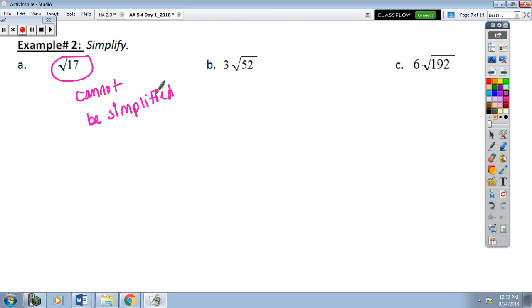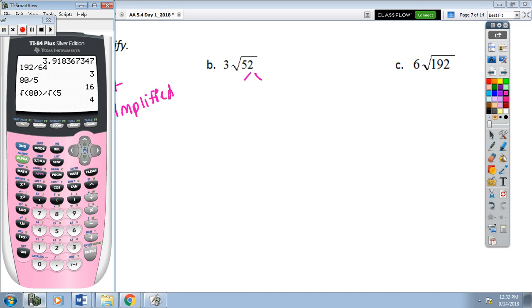Now we'll do one of these because you have numbers outside. You're going to leave the outside number where it's at. Do not multiply it in. You can't distribute it or anything. So we'll take the 52. Now again, a lot of you don't know what factors of 52 are, so you just take your calculator and start dividing. 52 divided by 4, and we'll get 13.